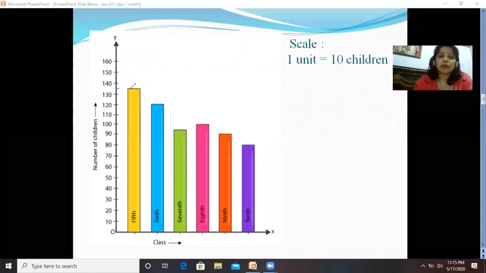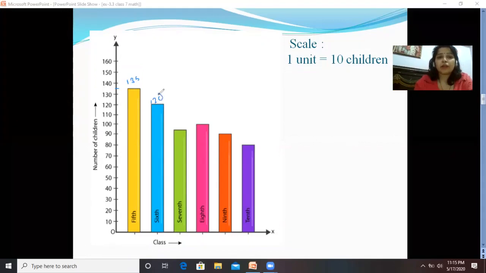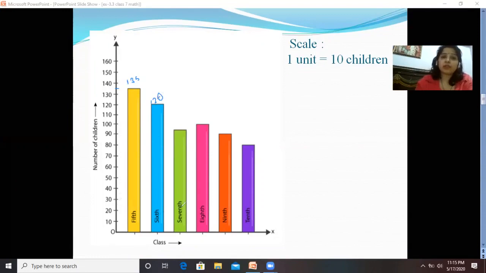So it must be 135. Now you can check the next graph. It's the 6th, it is 120. So for that, you can use the scale and draw this bar. It's 120. In a bar graph you have to mention the rectangular bars, but in between these bars there should be one box gap.